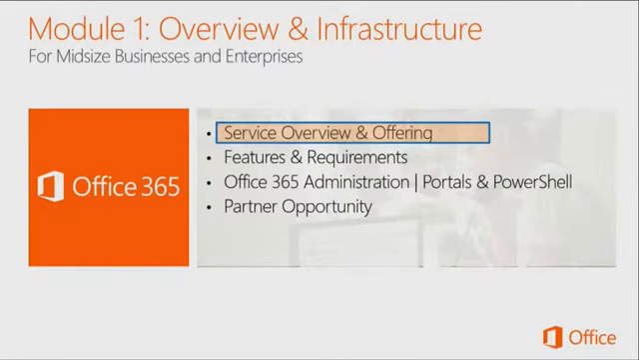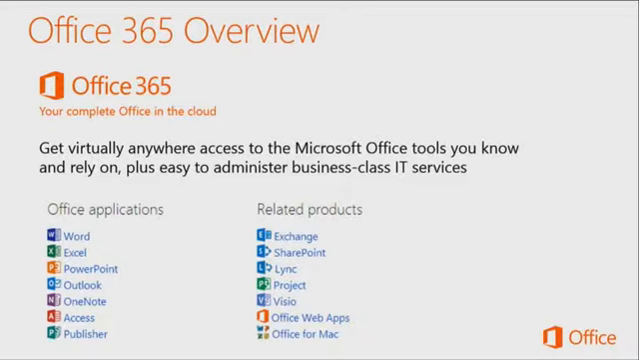Service overview and offerings. There's a lot of new features for Office 365. And what is Office 365, right? It covers Office applications: Word, Excel, PowerPoint, Outlook, OneNote, Access, Publisher, all delivered from the cloud, plus Exchange, SharePoint, Lync, Project, Visio, web apps, and even Office for Mac. So Office 365 encompasses all of these tools, features, and programs, and brings it all together in one place, available from the cloud, delivered to you.